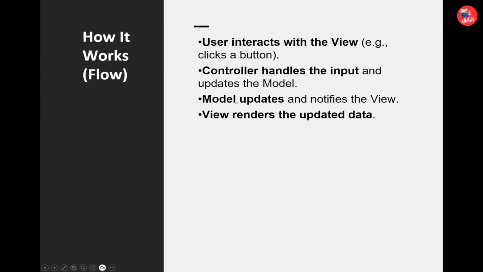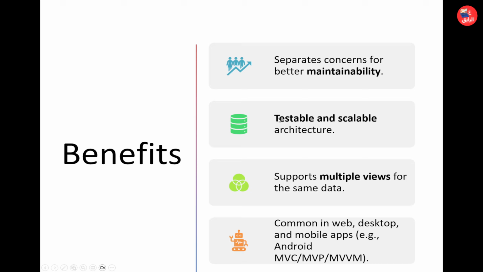How it works: the user interacts with the screen. For example, clicking on a button to make an order. The controller handles the input and updates the model. Then the model updates and notifies the view. Then the view renders the updated data.